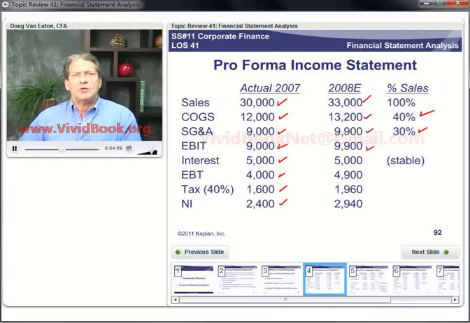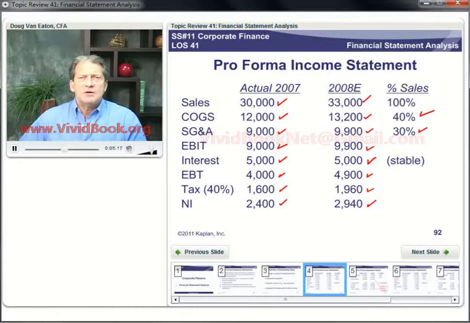And no change, or I guess we've assumed no change in the interest rate we're paying. So we put our interest costs at $5,000, same as the year before. That gives us earnings before taxes of $4,900. Tax at 40% is $1,960. So our net income will be up to $2,940. So there's a pro forma income statement.